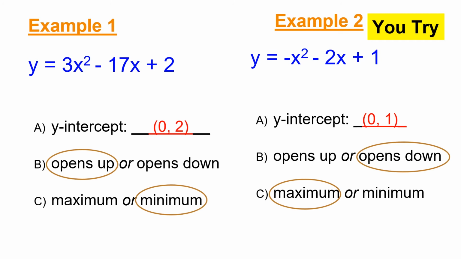So hopefully you got the answers correct. Your y-intercept would be at 2, so the ordered pair would be 0, 2. The graph will open up because the a is positive, and that graph will have a minimum because that graph will open up like this, and then you will have a minimum. Number 2, your y-intercept is 0, 1. The graph opens down, right? And so that graph will, of course, have a maximum. So hope you got them correct.